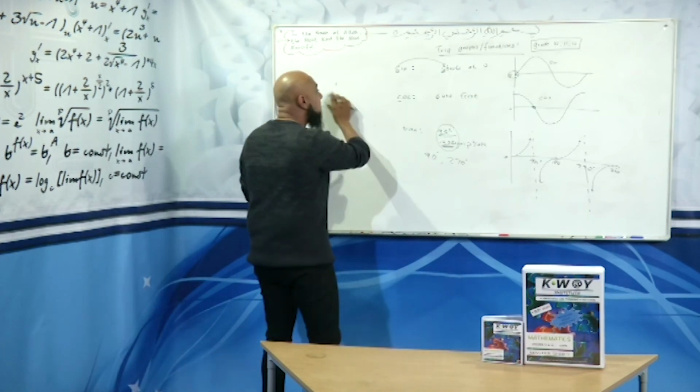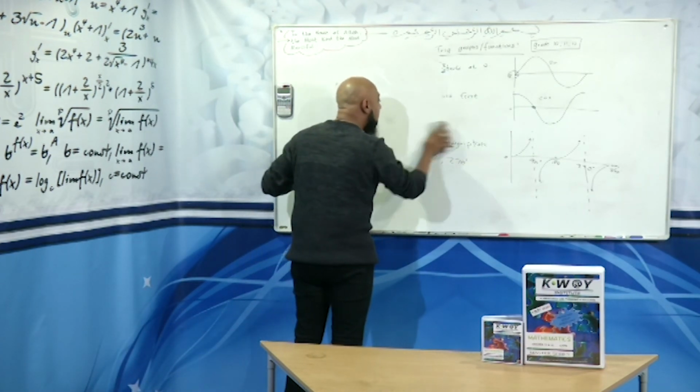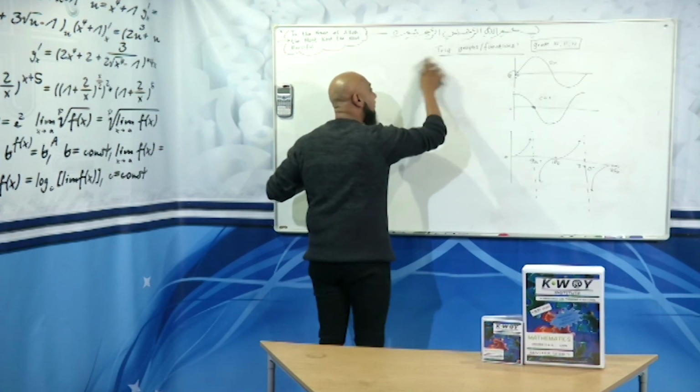Okay, so let's go. So that is the sine graph, the cos graph, and the tan graph. Let's now get started.